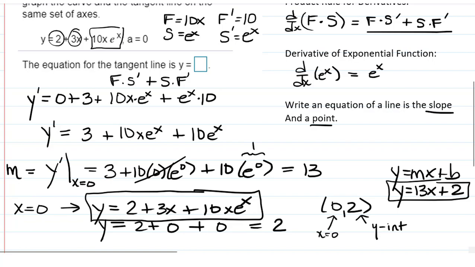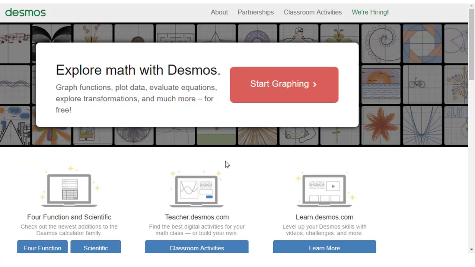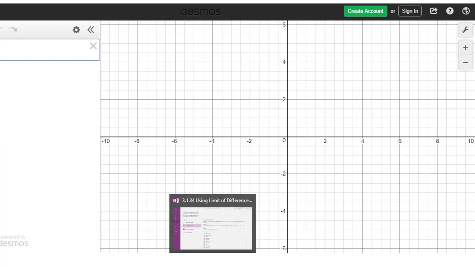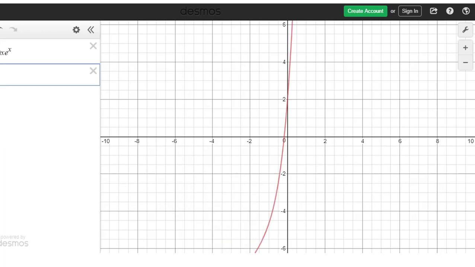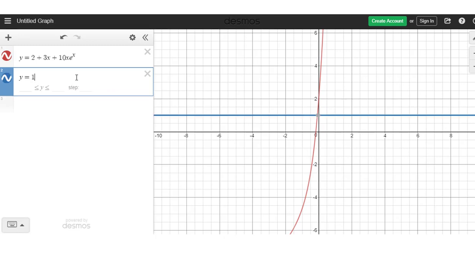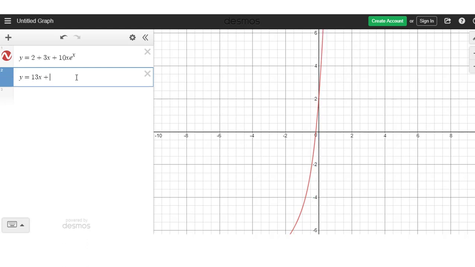I'm going to use Desmos.com. I'm going to give a little shout out to Desmos because they just do a great job on this website. I'm going to click Start Graphing, and we're going to plot the values that we need. Here I've plotted y equals 2 plus 3x plus 10x e to the x in red. I'm going to add to this the equation of the tangent line that we found, y equals 13x plus 2 in blue. It's kind of hard to see because they bump into each other.